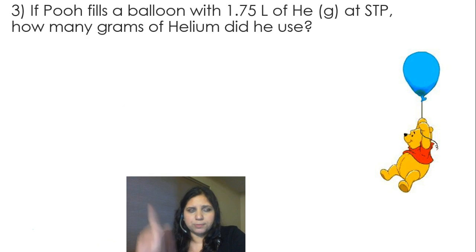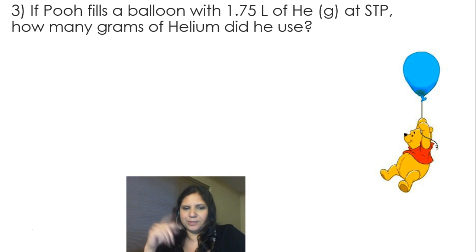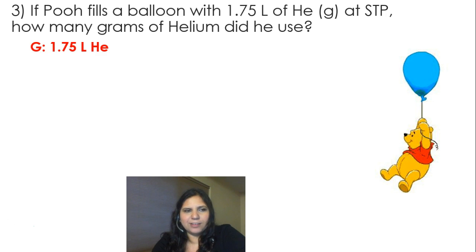All right, here's Pooh. Pooh is filling a balloon with 1.75 liters of helium gas at STP. So it's gas, it's at STP. How many grams of helium did he use? So my given is 1.75 liters of helium. My unknown is grams of helium. And so remember, it's still helium, so it's still technically grams of the given.